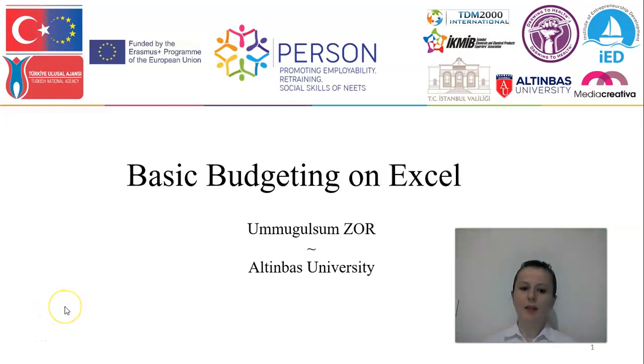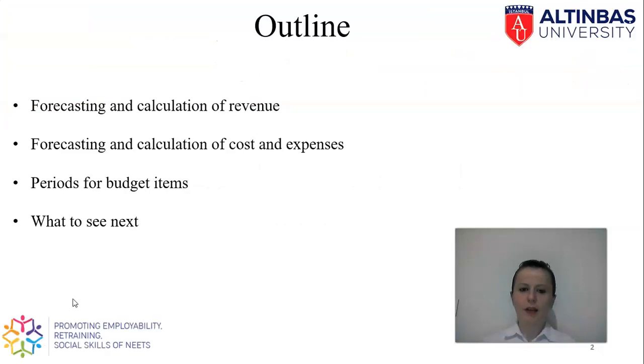Hi, this is the second part of basic budgeting on Excel. In this part, we will talk about how we are going to be forecasting and calculating the revenue or income, depending on whether you're running the budget for a business or your personal life. And then we will talk about forecasting and calculation of cost and expenses. Then a very important topic, how we can divide the budgets into periods, and we will finish with the overview of the next part.